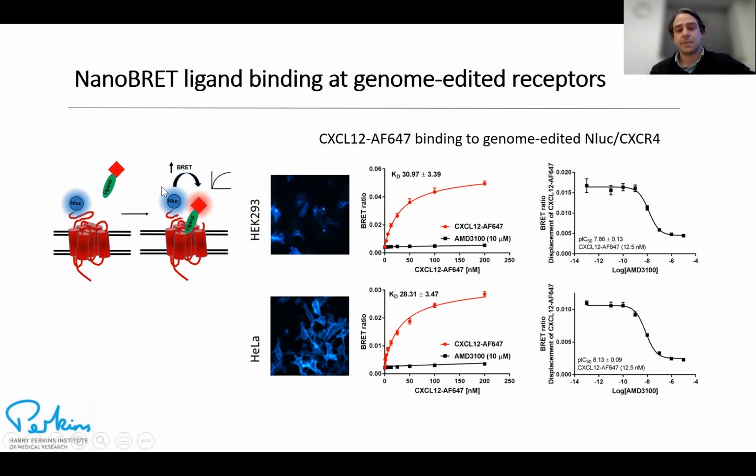Here we're looking at fluorescent ligand binding by NanoBRET with genome-edited receptors. In this assay, we have a receptor with a luciferase on it, and a fluorescent ligand. If that fluorescent ligand binds the receptor, we get BRET between the donor and acceptor. So you can see here we're getting very nice saturation as well as competition ligand binding results, even though we have very low levels of expression.